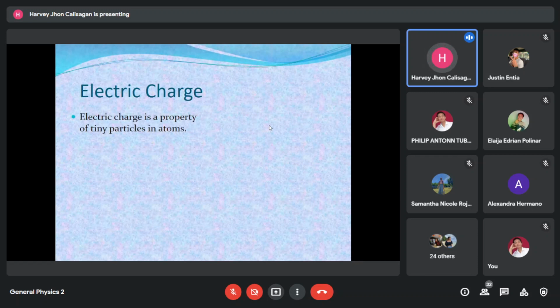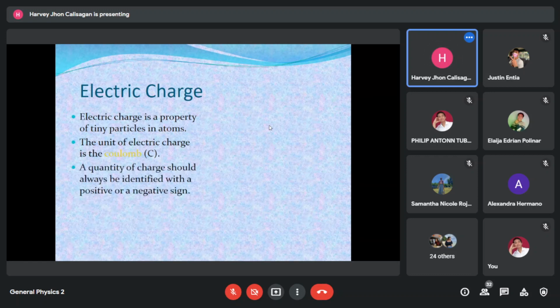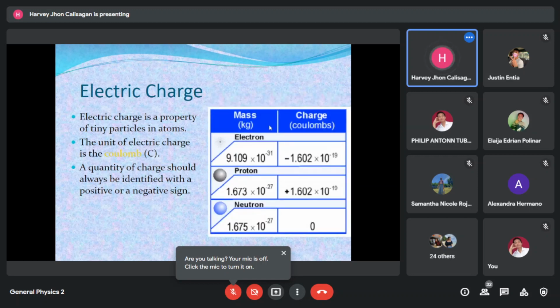So electric charge is a property of tiny particles in the atoms. The unit of electric charge is the Coulomb. Okay, so we have the Coulomb. Quantity of a charge should always be identified with a positive or negative sign. So this is how we give a definition to the Coulomb's law. As you've noticed, since we kept on talking about how the charges of the negative and positive is the same. So this is it. Okay.